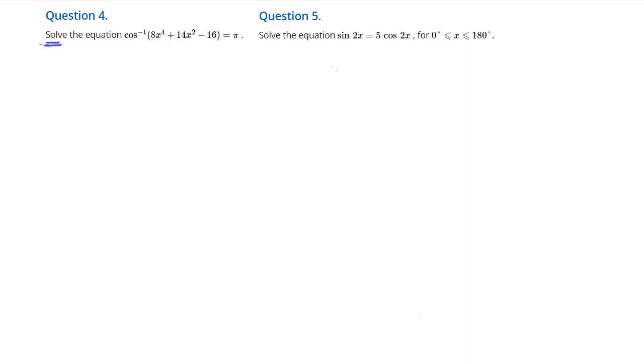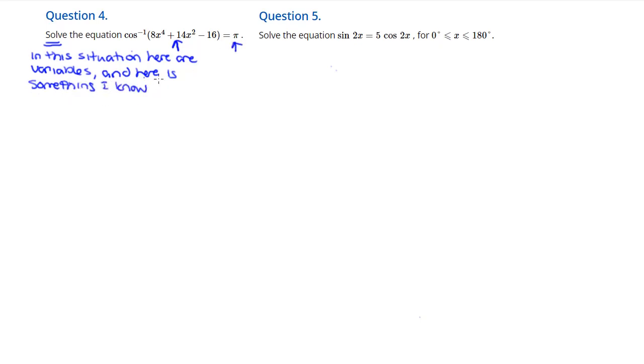All right, number 4, we've got this equation: cosine negative 1 of 8x to the 4th plus 14x squared minus 16 is equal to pi. Now in this one, the thing that's with our cosine negative 1 has variables in it. We don't know what that is. And we do know what pi is. Normally what we've been doing is finding an angle when we've been given a side. Well, now we can reverse the same process.